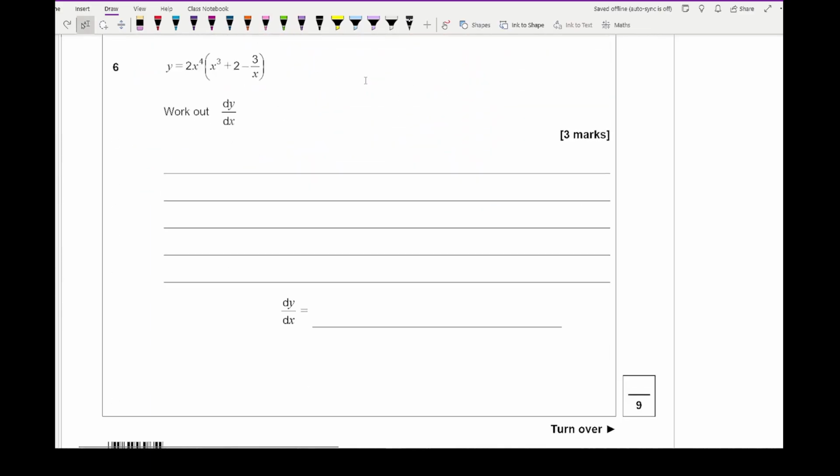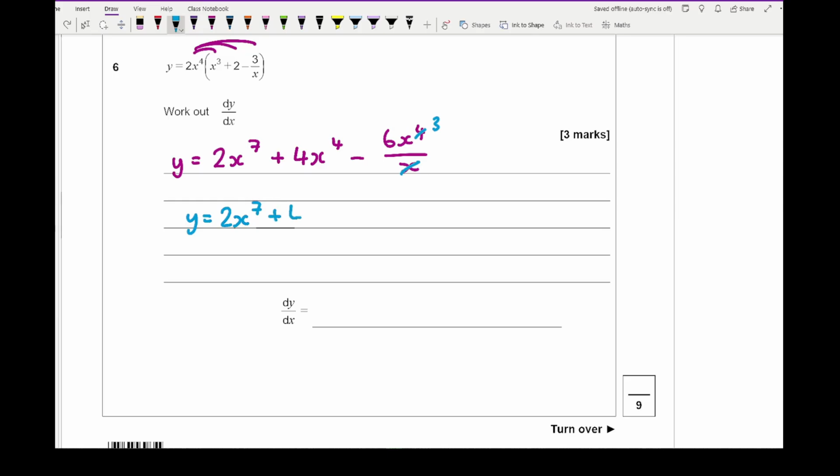Moving on to question 6, differentiation. It says y equals, and we've got our expression. We want to work out the value of dy by dx. Now for this, what we need to do is expand the brackets. So I've got y equals, and then if I just multiply out the bracket, I end up with 2x to the power of 7, because we add the powers, plus 4x to the power of 4 minus, and then 2 times 3, which is 6, x to the power of 4 over x. Now from this I can then simplify, so this x cancels with the 4 to turn it into a 3, so y equals 2x to the power of 7 plus 4x to the power of 4 minus 6x cubed.